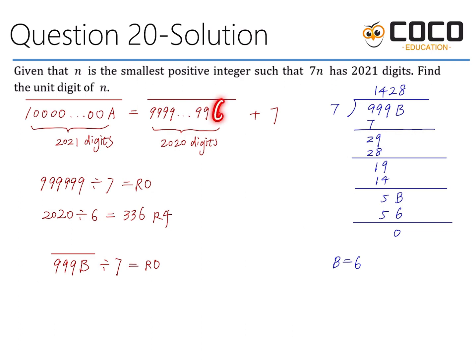Right, so if B is 6, it's 996 plus 7, so 6 plus 7 is 13. The last digit here, so the A equals to 3. So 7 times n, this ends with digit 3. Then it can only be 7 times something ending with 9. Right? 7 times 9 is 63. So the n is ending with 9. The answer is 9.